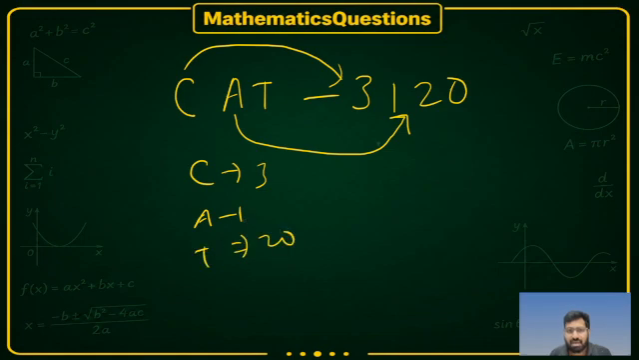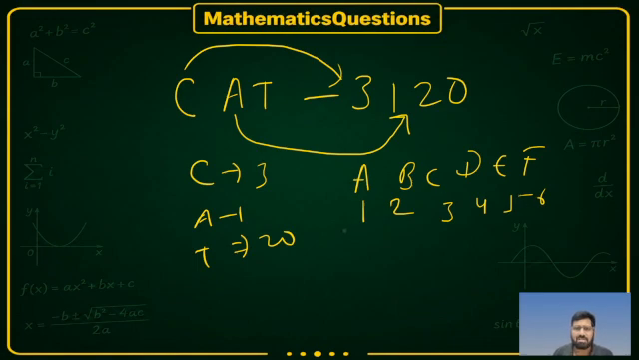That means if we think of A, B, C, D, E, F in regular order, it will be 1, 2, 3, 4, 5, 6. That means each alphabet is equal to the corresponding numeral 1, 2, 3, 4 and so on. Let's look at the second pattern.